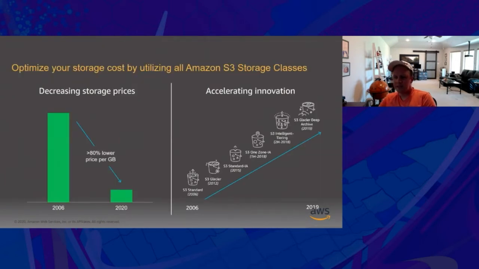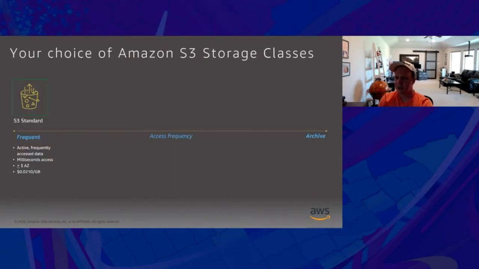Also with S3, since its launch in 2006, we've reduced the price of storage 80% to 2020. So we're continuing to decrease the price, but also continuing to innovate in the service itself. So we originally launched S3 Standard storage. Then we launched Glacier, which is a deep archive storage. We have Infrequent Access, and I'm going to cover all these on the next slide, actually, because I want to talk about what you would use these different storage classes for.